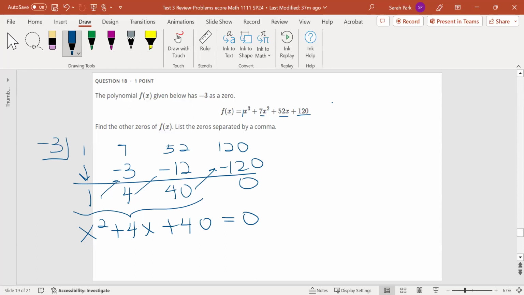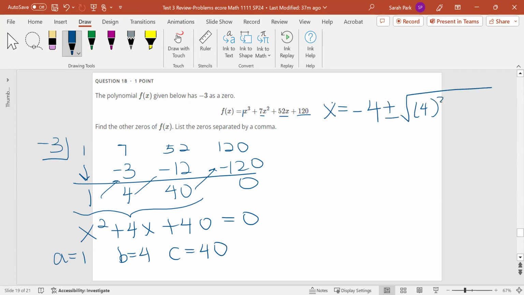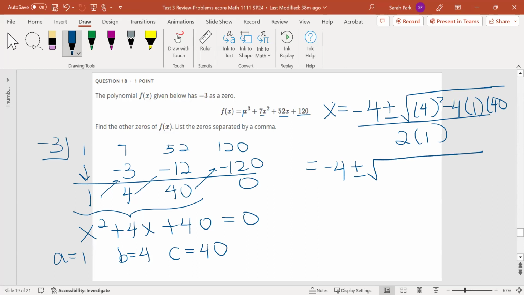I'm going to use the quadratic formula again. x equals negative b. So here a equals 1, b equals 4, c equals 40. So x equals negative 4 plus or minus the square root of 4 squared minus 4 times a times c, over 2 times a. Okay, let's simplify this. Negative 4 plus or minus. I'm going to put this in my calculator again and calculate 16 minus 4 times 40. Gives me negative 144 again.